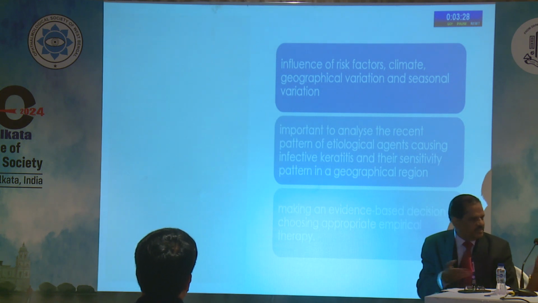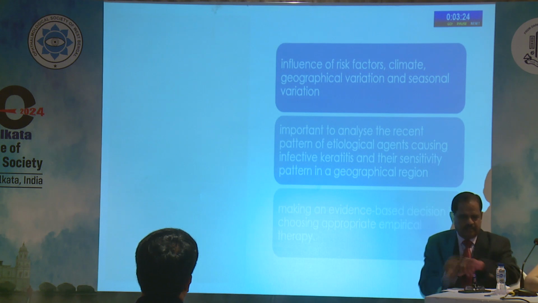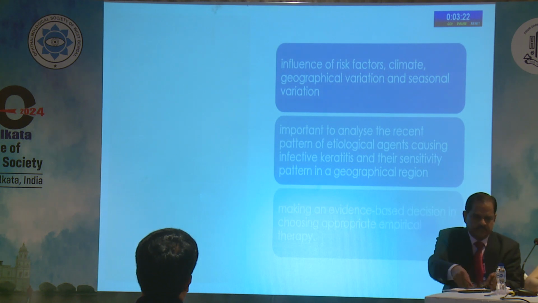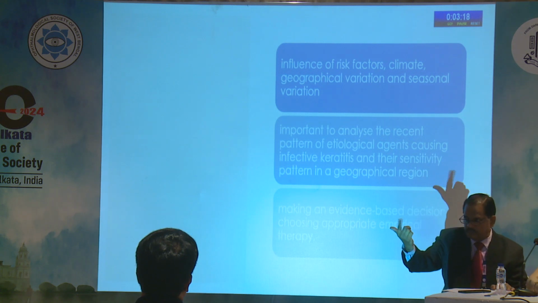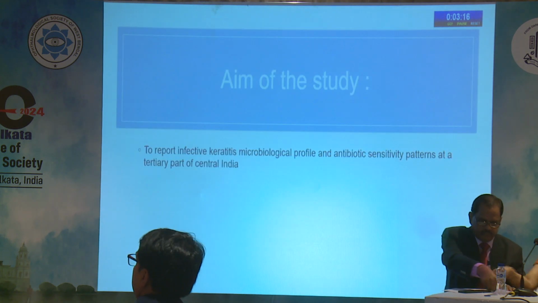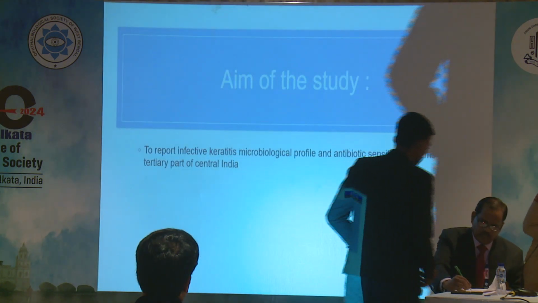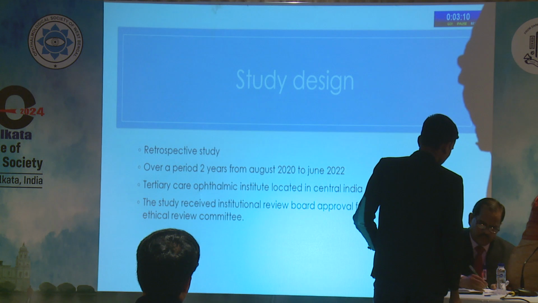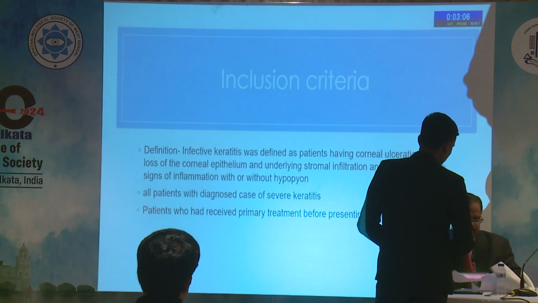So it is important to analyze the recent pattern of etiological agents causing infective keratitis and their sensitivity in a particular geographical area. This will help us in making an evidence-based decision in choosing the appropriate empirical therapy. The aim was to report the infective keratitis microbial profile and antibiotic sensitivity pattern at a tertiary center of Central India. It was a retrospective study conducted for 2 years, and proper institutional review board approval was taken.